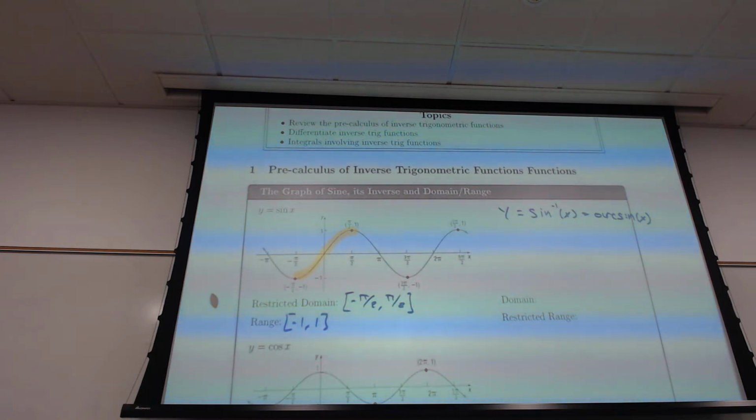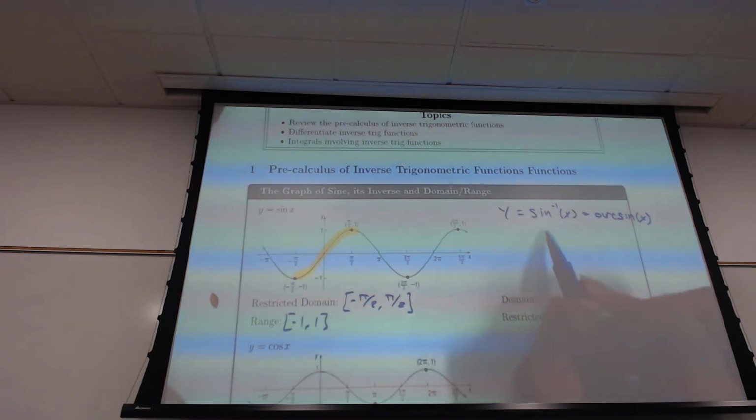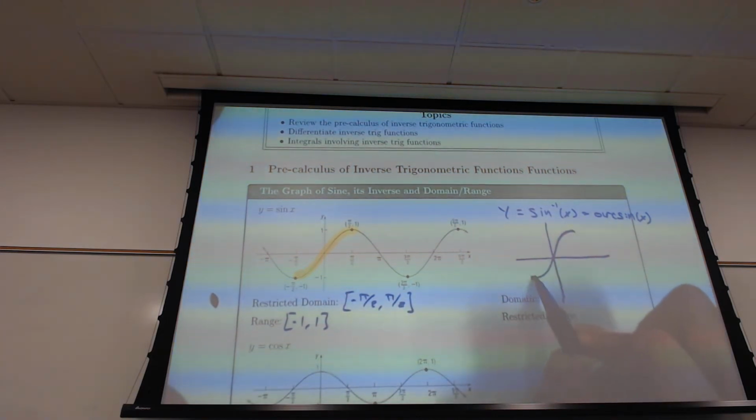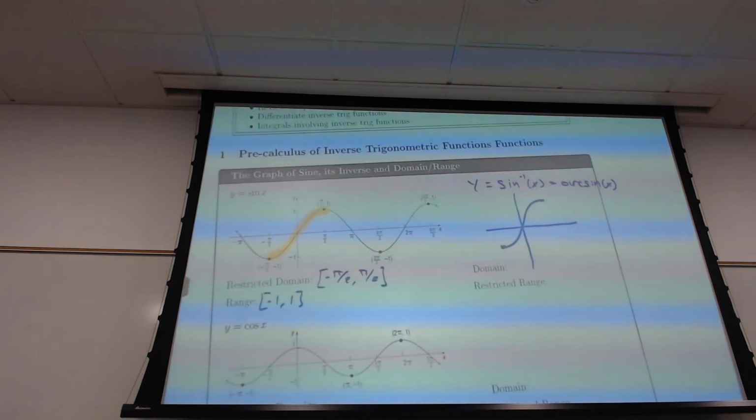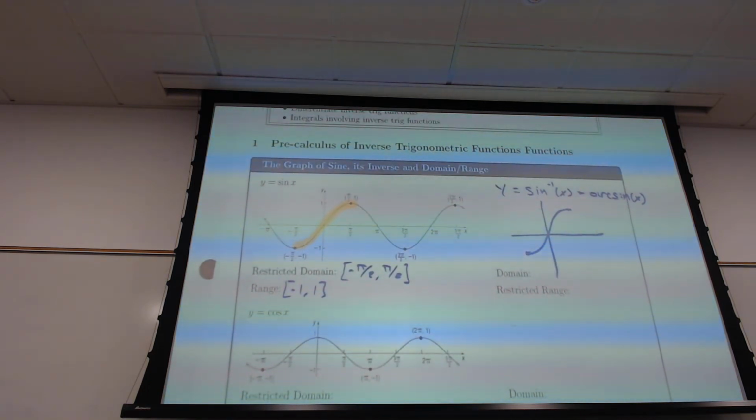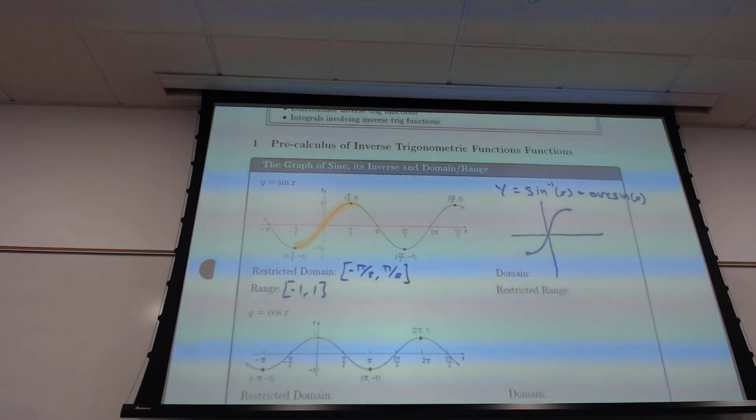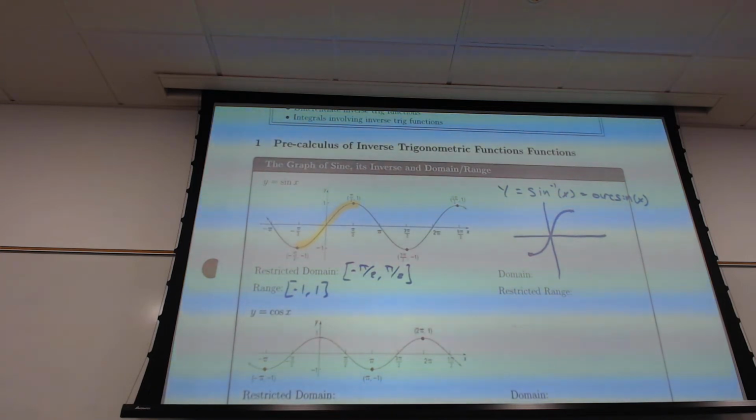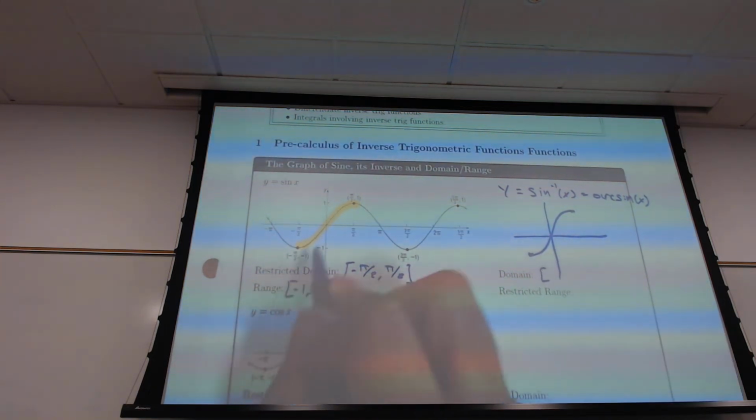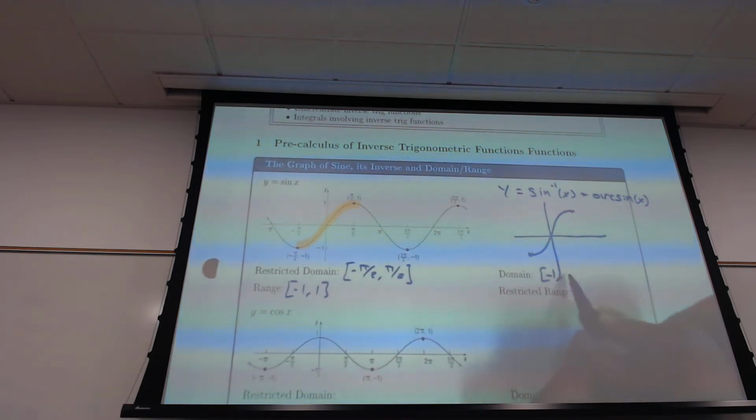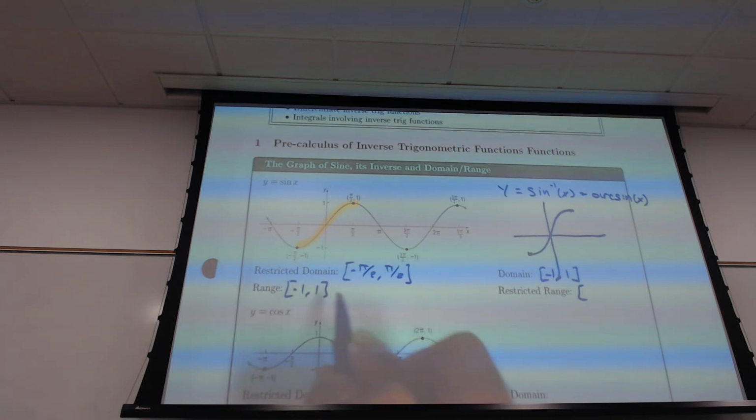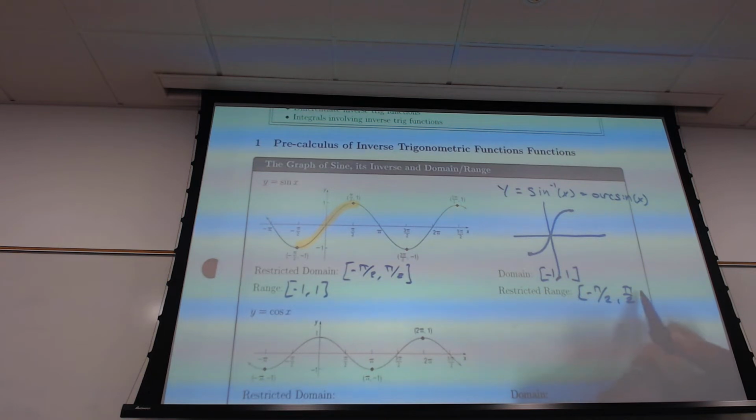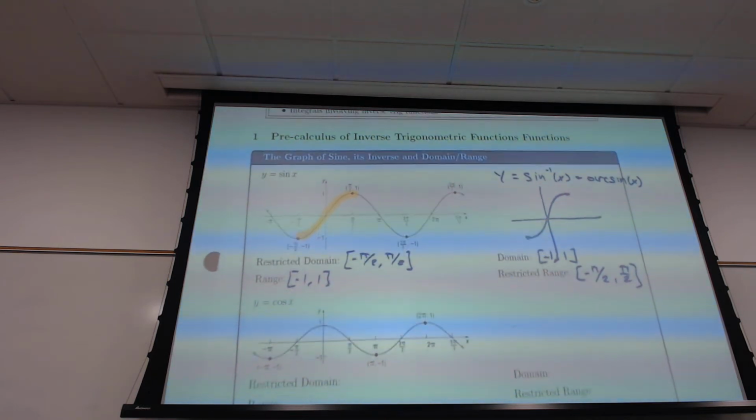Let me just draw the graph for this, and it's going to look something like this. The properties of this inverse function essentially get reversed. When we have the domain and the range of a given function, the domain and the range of its inverse just get reversed. So the range of the function becomes the domain of the inverse function, and the domain of the function becomes the range of the inverse function, right?